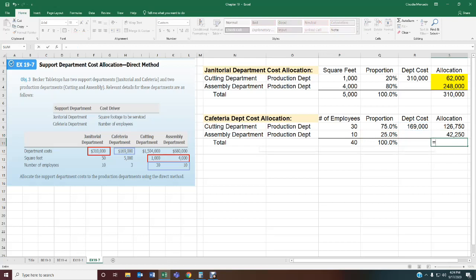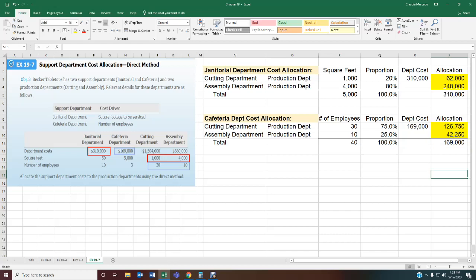That gives you the $169,000. So the $169,000 spent on the cafeteria department is going to be allocated to the cutting and assembly department, and they're going to get split $126,750 for cutting and $42,250 for assembly.